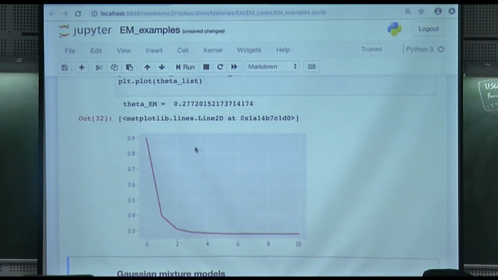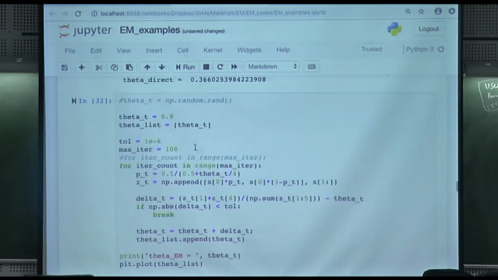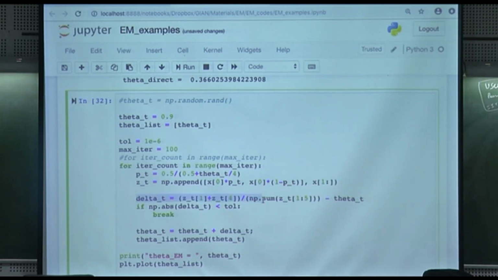Yeah? How is the delta t getting calculated? Delta t is just the difference. Every time you are incrementing the theta t by delta t. No. First I'm defining it to be a difference here. So what is that logic?